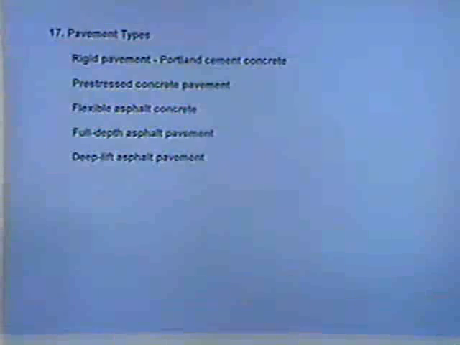The different pavement types, section 17 in your notes, we'll get into a little bit more detail about these different types. They talk about rigid pavements, and typically those are Portland cement concrete pavements. They can be pre-stressed concrete pavements or continuously reinforced, different types of concrete pavements. There's flexible asphalt, full depth asphalt, and deep lift asphalt, different types of design, but there's basically two different types, the rigid pavements and the flexible pavements, and different design philosophies and procedures for those two types of pavements.